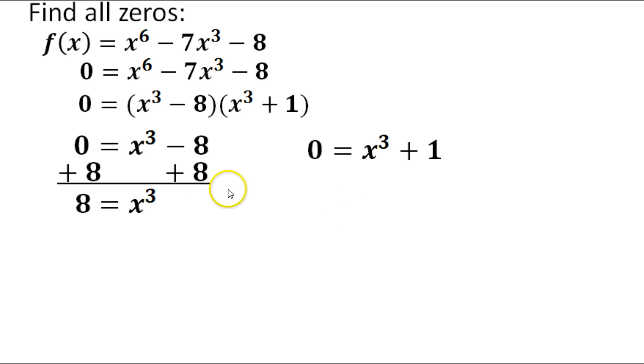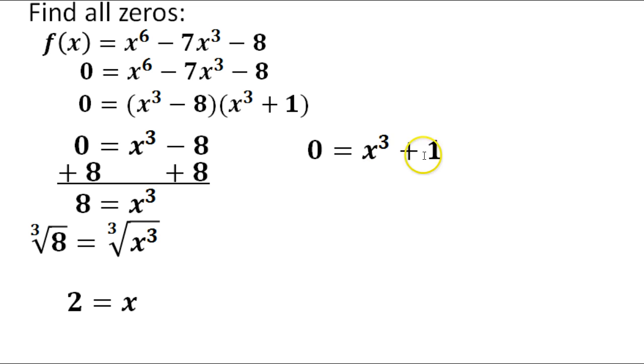So in order to get rid of this cubed right here, what we're going to have to do is take the cube root of both sides. The cube root will cancel this cubed out. That'll leave me with just x on this right-hand side. Then the cube root of 8, we find out, is 2. So I know that x equals 2. And that works out really nice.